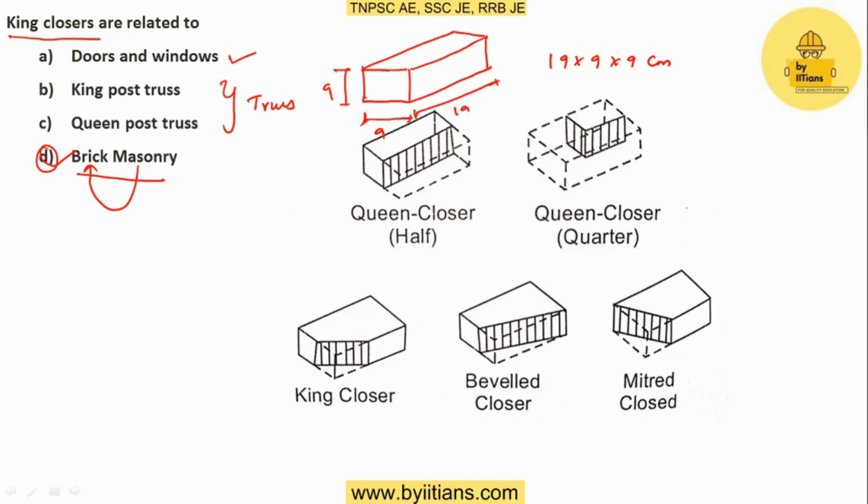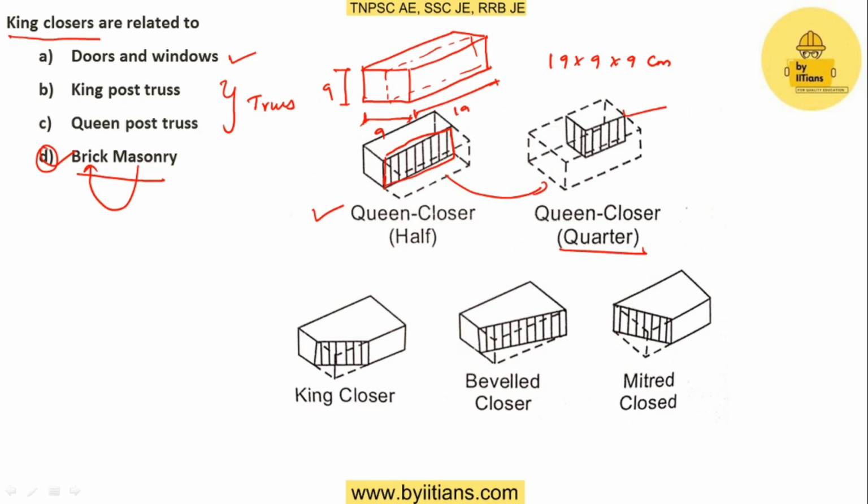The first one is queen closure. If you cut the brick in the longitudinal direction, exactly at the half, this is queen closure. We are cutting the brick in the half direction. For example, if you take this brick and cut in this direction, then it is queen closure. So half of this is the queen closure. You can see it in this picture.